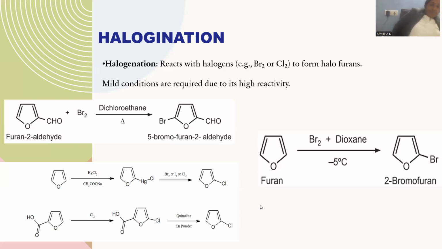Or else, a simpler reaction is also possible. Furan can be treated with bromine in the presence of the solvent dioxane. Extremely cold conditions, -5 degrees, are applied, and that generates 2-bromofuran. 2-bromofuran formation is possible. This is about glimpses of halogenation, right?